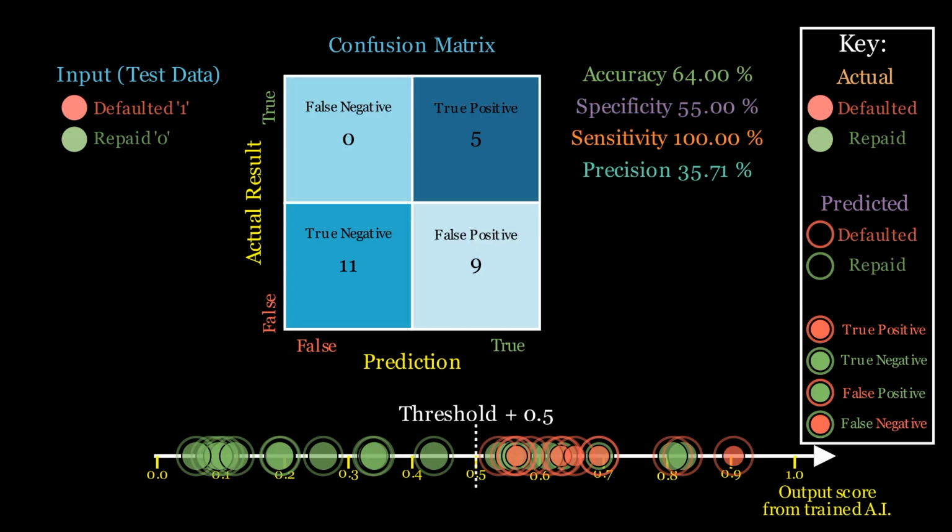So, is 0.5 the best threshold? Let's push our threshold up to 0.8.